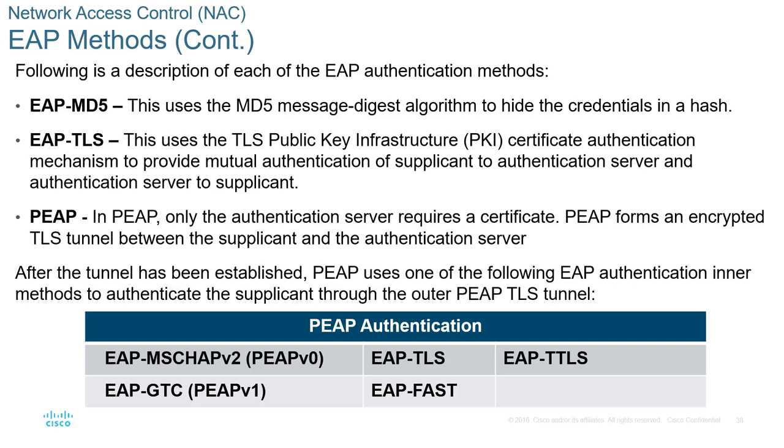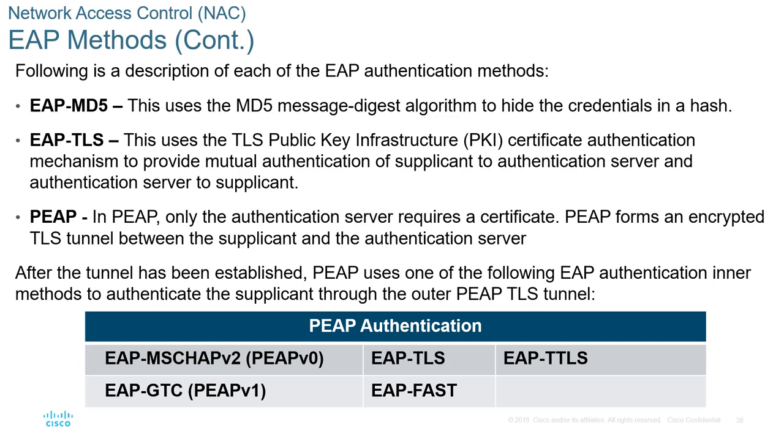So basically, we have some basic descriptions looking at some of the more popular forms. EAP-MD5 uses the MD5 algorithm to hide the credentials in a hash. EAP-TLS is using PKI. PEAP only authenticates the server, which requires a certificate, so PEAP forms the encrypted TLS tunnel between the supplicant and the authentication server. The nice thing with PEAP is, after the tunnel has been established, people use an EAP authentication inner method so that you can provide the additional information. That is part of the inner authentication method for the supplicant through the outer PEAP TLS tunnel.